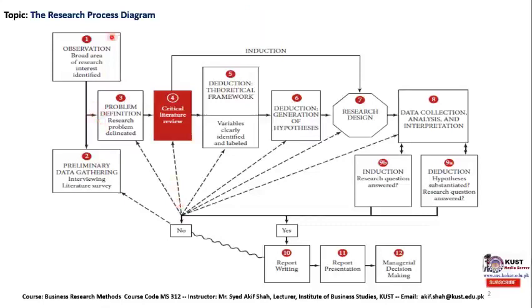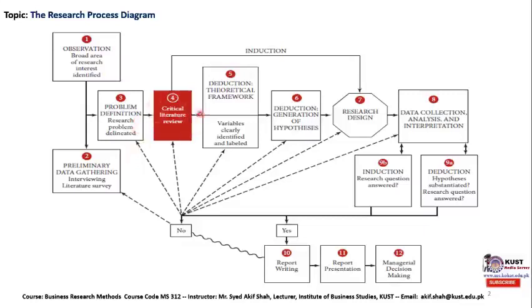This is a complete research process diagram which we have started, and we have already covered the first 6 steps of this research process diagram. As a short recap, we have covered the broad problem area, and then preliminary data gathering was discussed in detail, which leads towards the definition of the problem and making the research problem clearly defined and narrowed down.